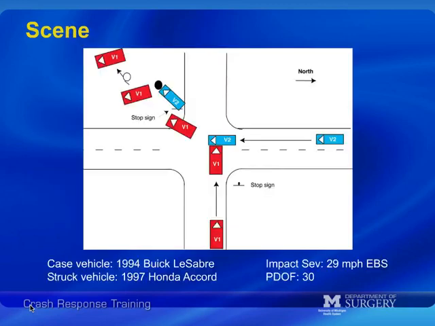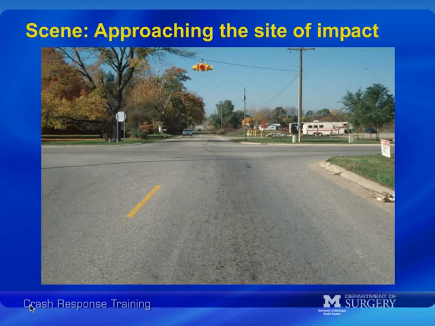This is a pediatric case. The case vehicle is a 1994 Buick LeSabre. The driver stopped her vehicle at the stop sign. She did not see a 1997 Honda Accord approaching. She proceeded across the intersection and struck vehicle 2 in a frontal manner. The case vehicle then rolled over 4 turns before coming to rest on its wheels.